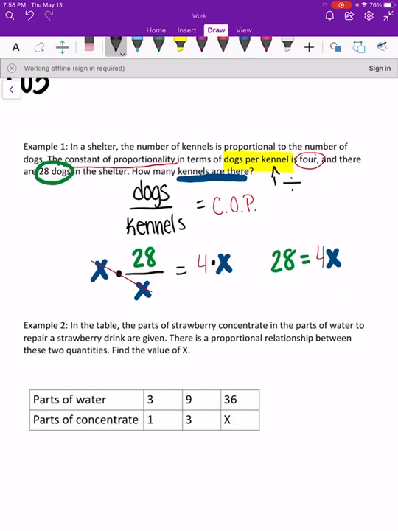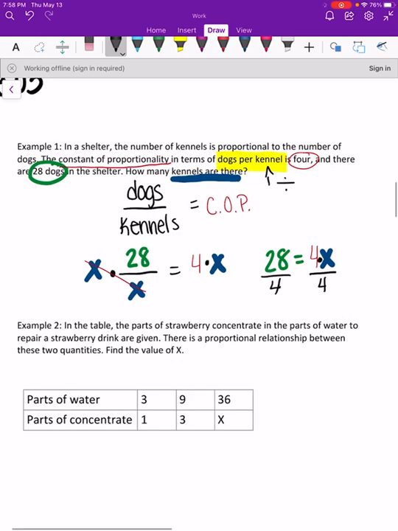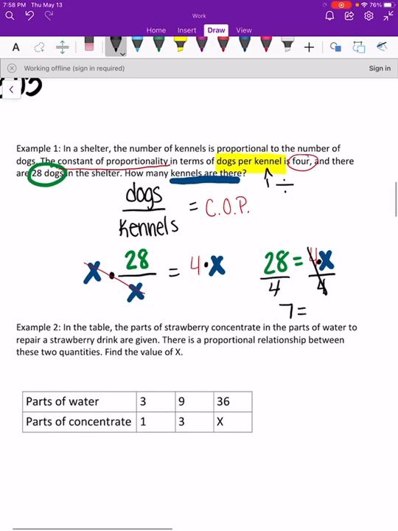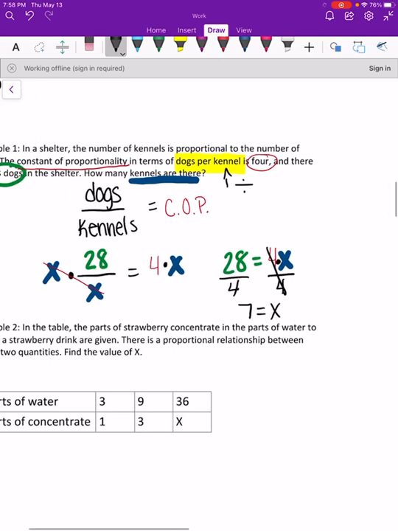Now, the 4 and the X are being multiplied together. So I need to do the opposite of multiplying by 4 to isolate X, and I'm going to divide by 4. Now we have X all by itself. And what is 28 divided by 4? 7. So I have 7 equals X. So to answer, how many kennels are there? We're going to say that there are 7 kennels. And that's our answer.